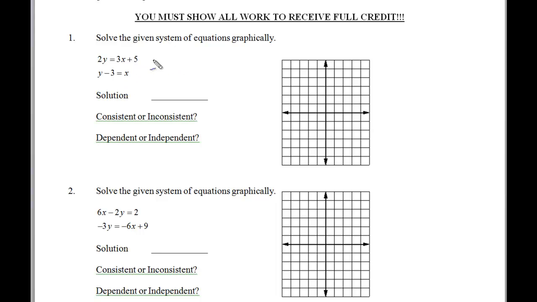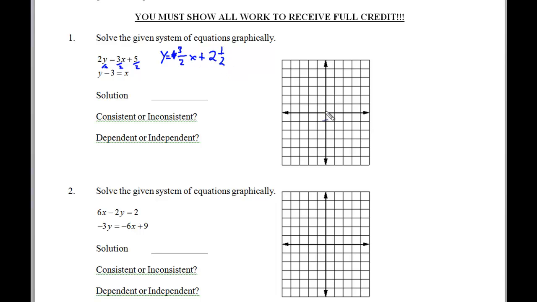Now, to get these onto our screen here, the easiest way to do that is to solve for y and get this into y equals mx plus b form. Now, the first equation is almost in y equals mx plus b form, but there's a 2 in front of the y, so we're going to divide everything by 2. And since it's a monomial, what we can do is just divide everything by that 2 there. So y is equal to 3 halves x plus 2 1/2, or 5 halves.